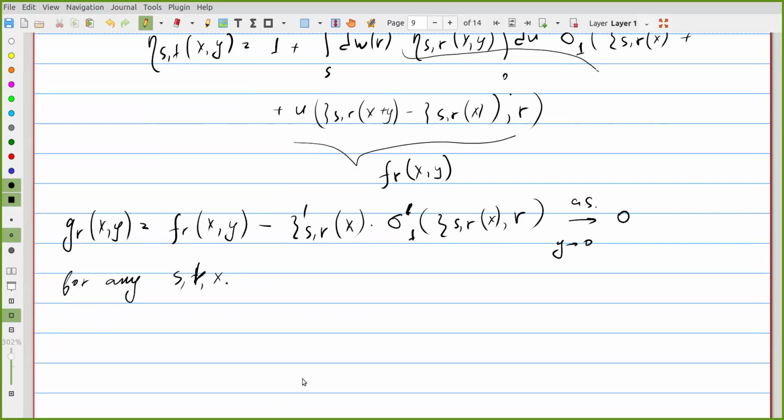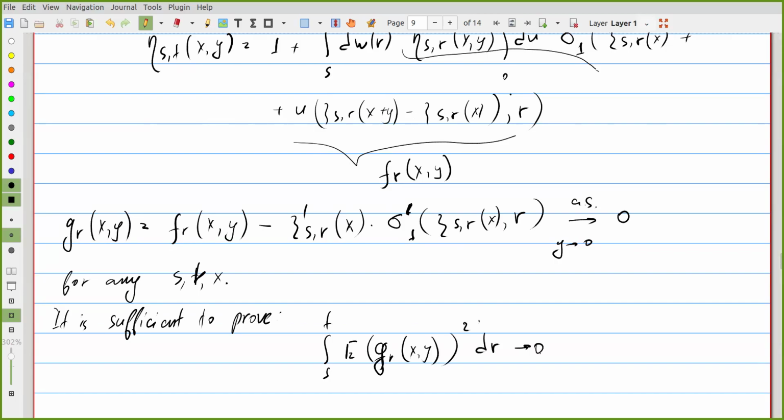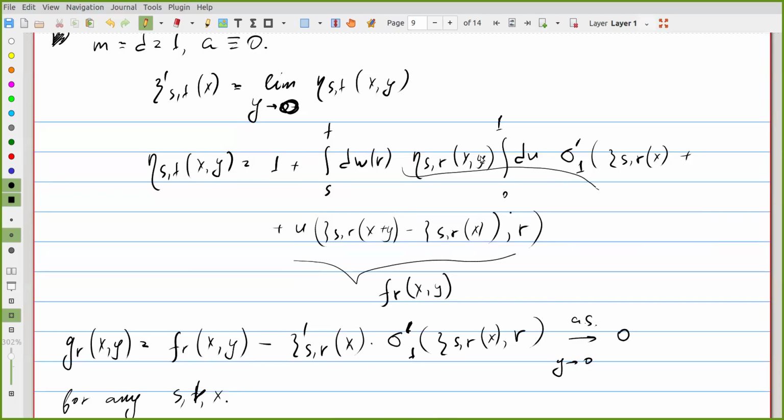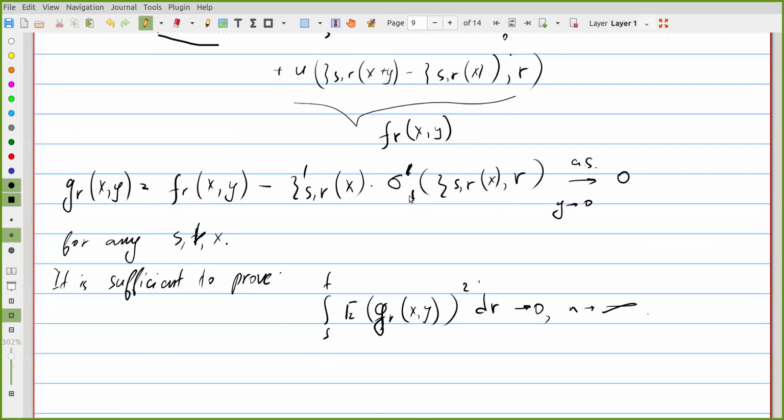Now, by using effectively the Ito isometry, it's sufficient to prove that this integral of g_n(r,x,y) squared dr goes to 0 when n goes to infinity. Then it will give us the convergence of the stochastic integrals, and we can just go to the limit in the left and the right hand side. This will converge to ψ prime. This will converge to exactly the representation we are interested in.